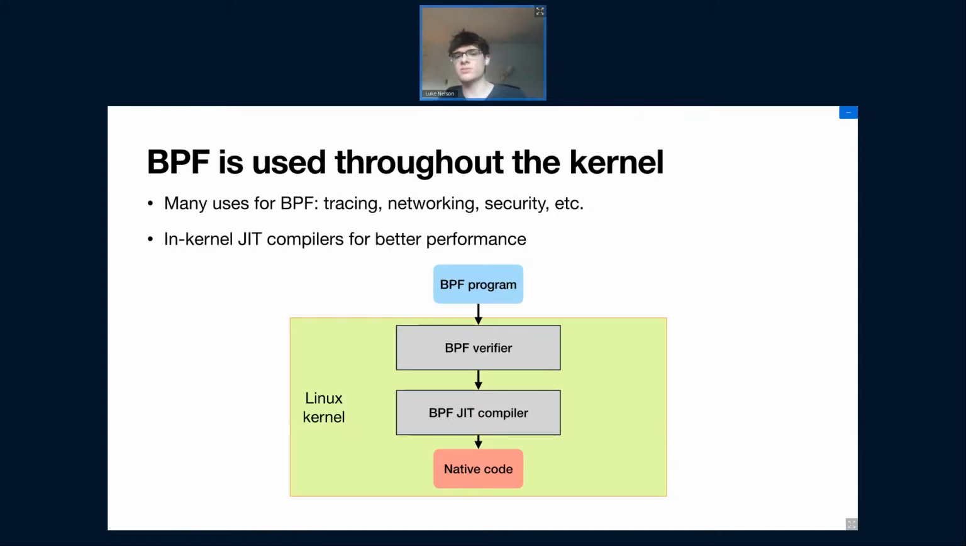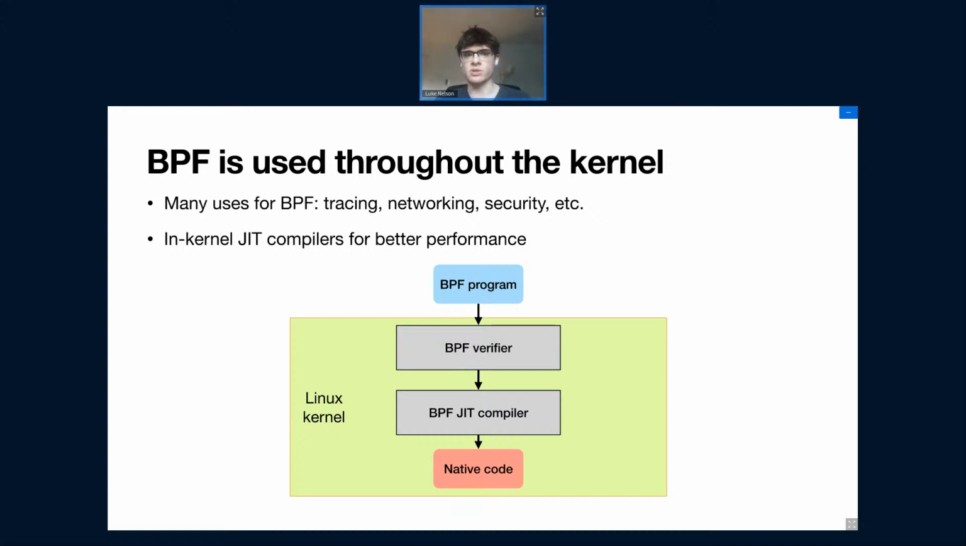So, as we've seen throughout this week, BPF is used for many important parts of the kernel. It's been used for tracing and networking and security and other important purposes. The basic way that this works in Linux is that user space downloads a BPF program in BPF bytecode into the Linux kernel. The Linux kernel has a component called the verifier that checks that the BPF program is safe. And then if it is safe, it sends it to a BPF JIT compiler, which compiles it to native code for better performance.